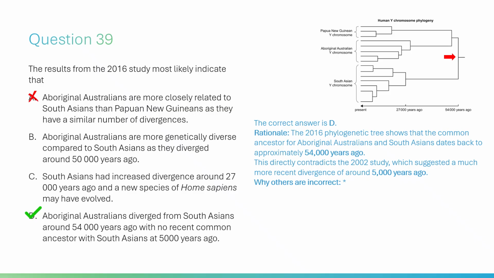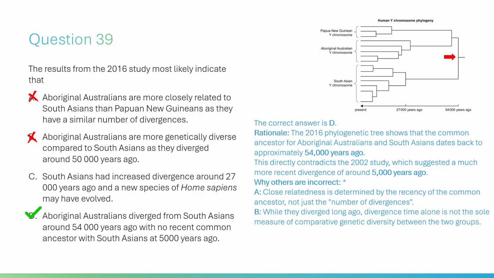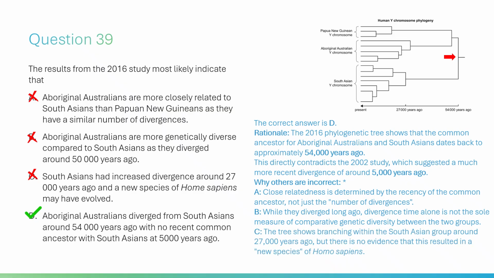A. Close relatedness is determined by the recency of the common ancestor, not just the number of divergences. B. While they diverged long ago, divergence time alone is not the sole measure of comparative genetic diversity between the two groups. C. The tree shows branching within the South Asian group around 27,000 years ago, but there is no evidence that this resulted in a new species of Homo sapiens.